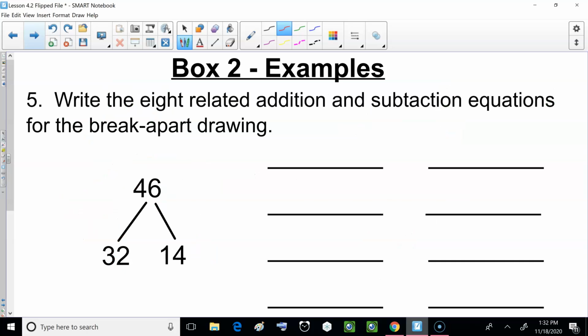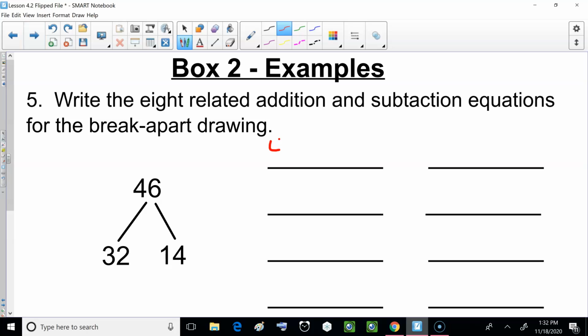Some more examples. You probably remember these math mountains as you were going through the program. And how do we break apart these math mountains? Well, what we're going to do is write the 8 related addition and subtraction equations for the break apart drawing. So there's 8 equations that we can get from this math mountain. So let's start putting them all in there.